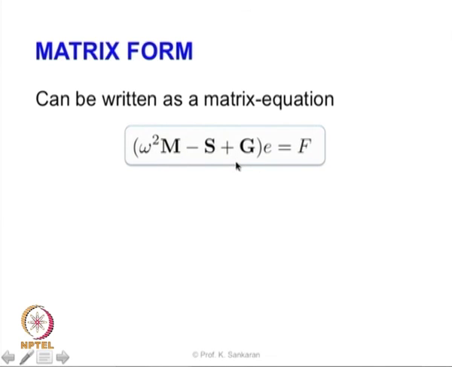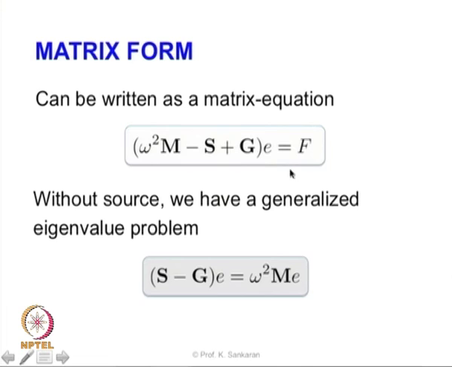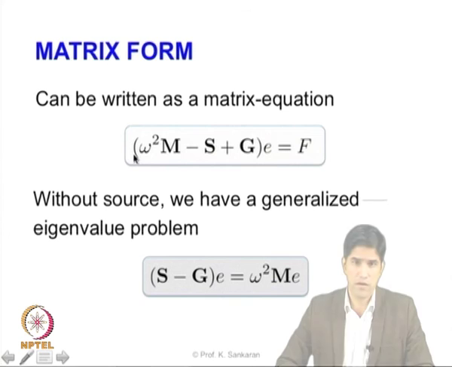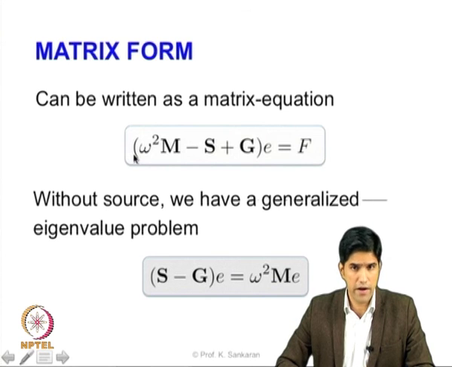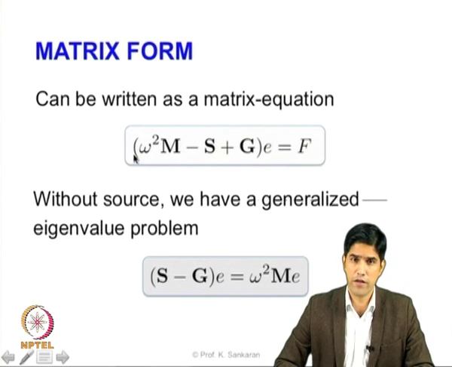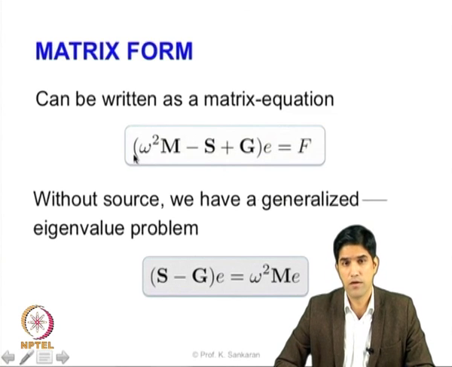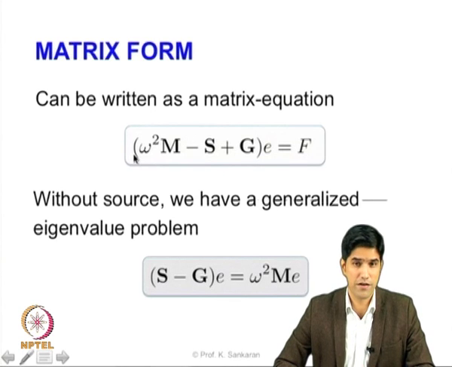When we don't have the source F, the entire equation can be simplified into a simpler form, where we bring the S and G on one side and have the M on the other side. So we have got to the point where we have the entire expression for the finite element method in matrix form. In the next module, we will look into the formulation itself.